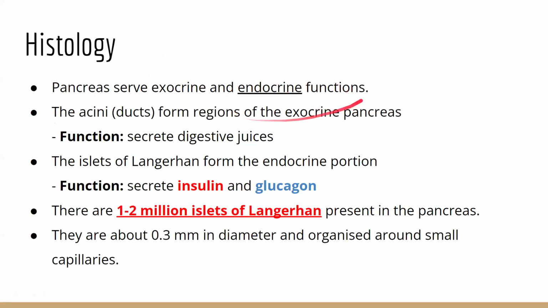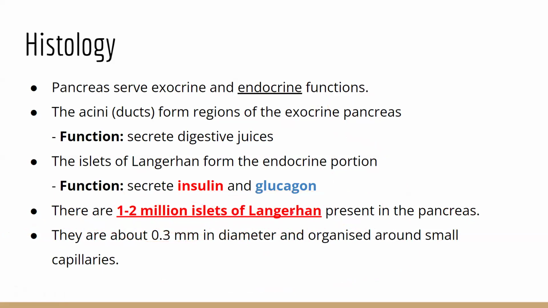But this block discusses the endocrine functions. In ERP, you're going to be studying the islets of Langerhans and the two main hormones released from them, which are insulin and glucagon. One main thing I've seen questions about is this bullet point here: there are 1 to 2 million islets of Langerhans present in the pancreas. They can ask you which of the following statements is true, and this can be one of the options, and this is the correct option.